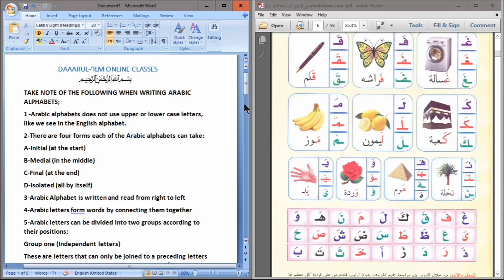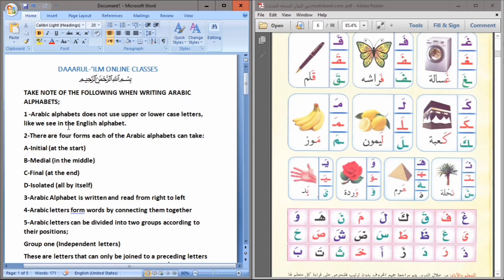So one is that the Arabic alphabet does not use upper or lowercase letters like we see in the English or Latin alphabet, where we have the capital letters and the small letters. The Arabic alphabet has no such. It has no upper or lowercase. The letters are the same. They are written the way they are, without making a letter smaller or bigger than the others, thinking that it is a capital letter. All the letters are the same without any upper or lowercase.